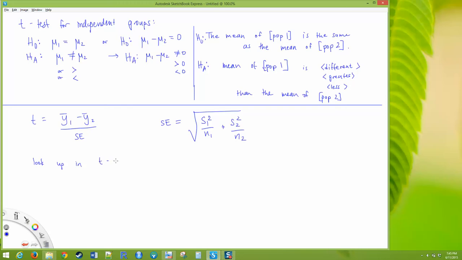in the t-table with degrees of freedom equal to n1 plus n2 minus 2. Okay. I should say approximate degrees of freedom. And so that's what we do for that. And then you guys know the conclusions. If p-value is bigger than alpha or less than alpha, I think you guys got that part down. Okay, so that's the t-test for independent groups.